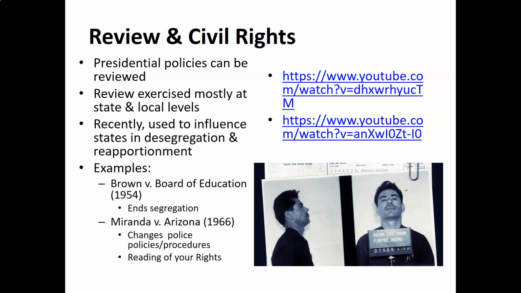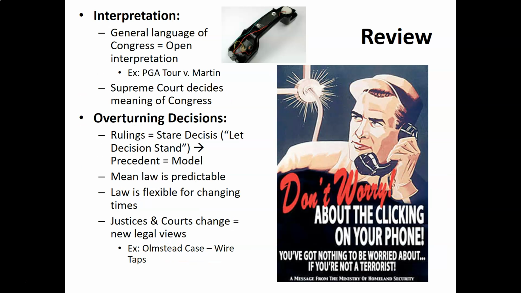And reapportionment, remember, is the process of reworking the districts based on the census, which is going to happen here since we're in 2020 and the census is being taken. Now, some examples of these cases, most notably with the influence in desegregation and civil rights, we have Brown versus the Board of Education, which ended segregation, which is an overturning of Plessy versus Ferguson, as I mentioned earlier. And then you have Miranda versus Arizona. So this is the rights that you're allowed, changing police procedures and the reading of your rights when you're arrested.